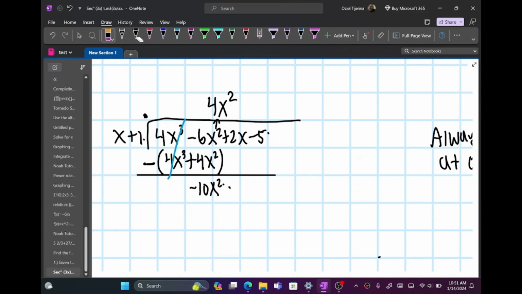Now, you're going to bring the 2x down, so plus 2x, and then minus 5.